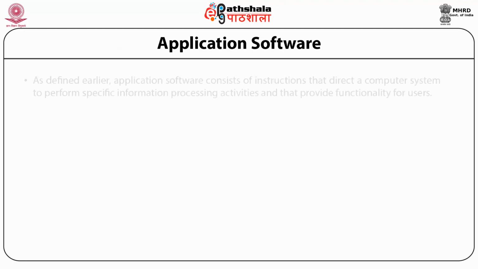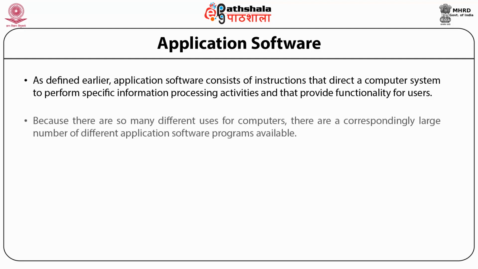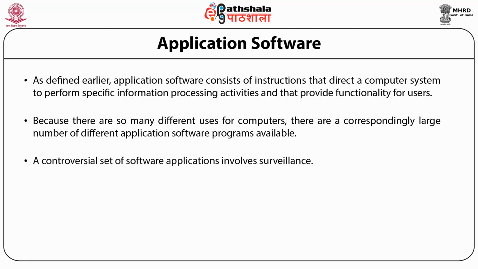Application software. As earlier defined, application software consists of instructions that direct a computer system to perform specific information processing activities and that provide functionality for users. Because there are so many different uses of computers, there are a correspondingly large number of different application software programs available. A controversial set of system application programs could include surveillance, data editors, etc.